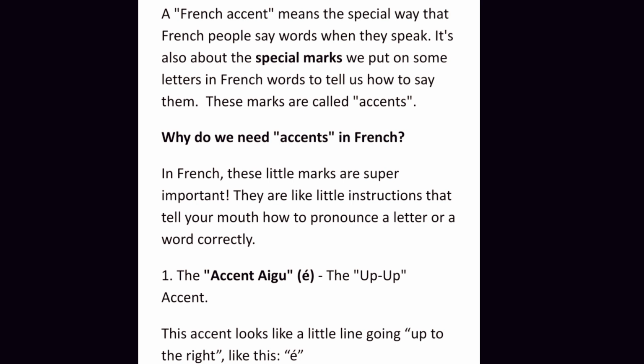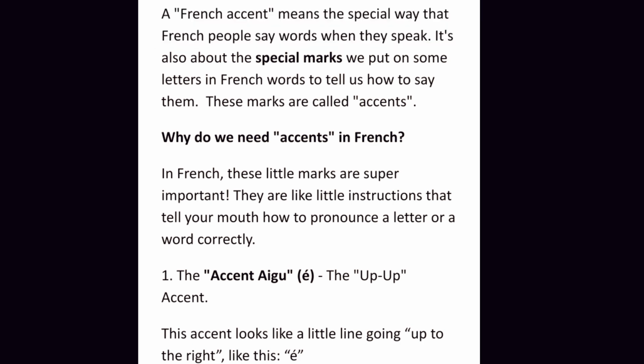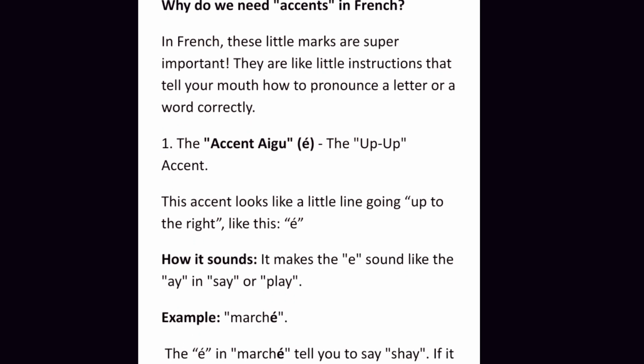So we want to ask, what is a French accent? A French accent means the special way that French people say words when they speak. It's also about the special marks we put on some letters in French words to tell us how to say them. These marks are called accents. Then why do we need accents in French? Very, very important. We need them. In French, these letter marks are super important. They are like letter instructions that tell your mouth how to pronounce a letter or a word correctly.